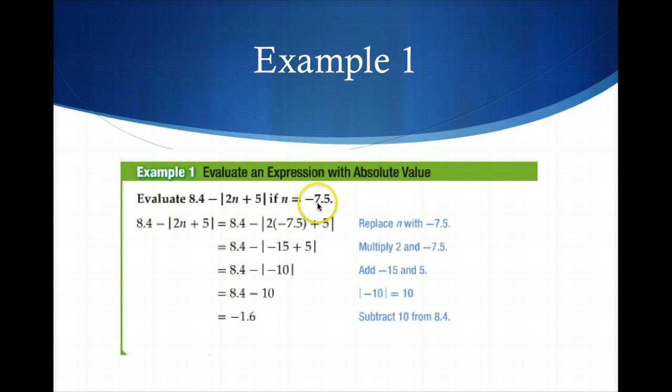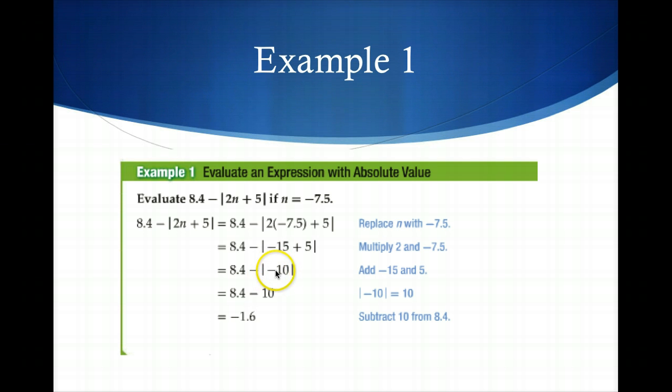So n equals negative 7.5 gives us a clue that we need to substitute negative 7.5 in for n. We've got absolute value symbols here, so what we're going to do first is the work inside. We've got parentheses inside, so we're going to go 2 times negative 7.5 gives us negative 15, plus 5. We still have the grouping symbols. Negative 15 plus 5 gives us negative 10.